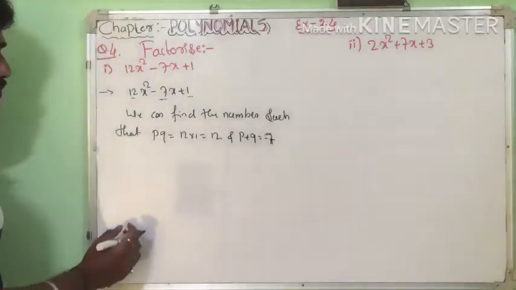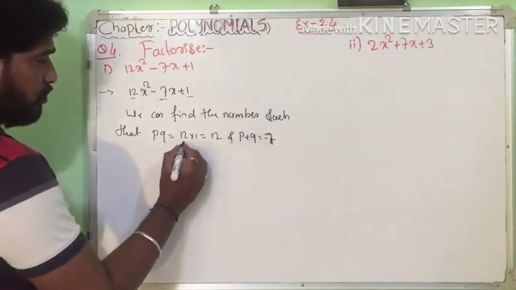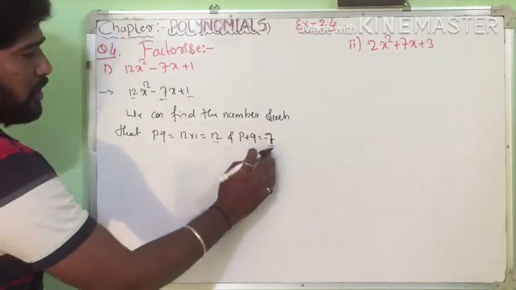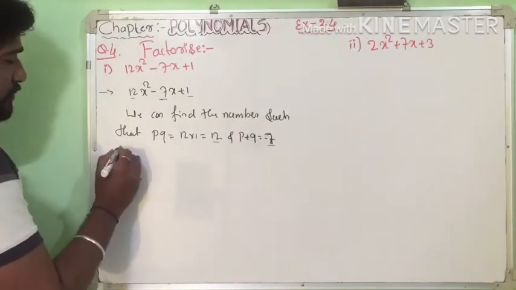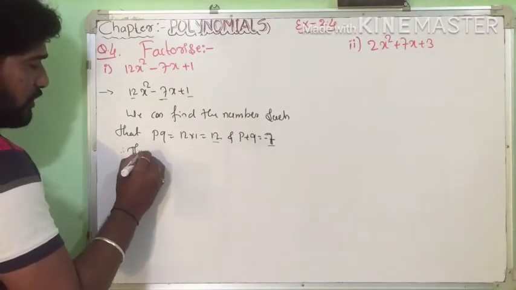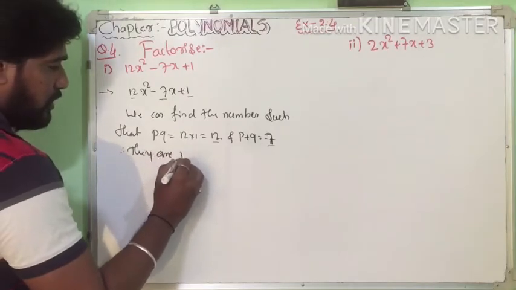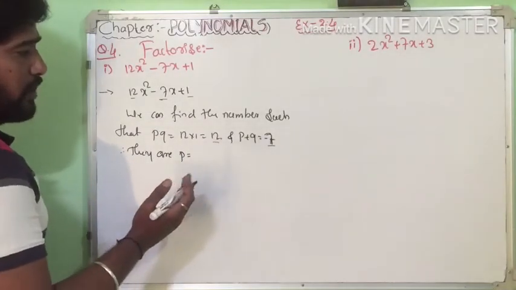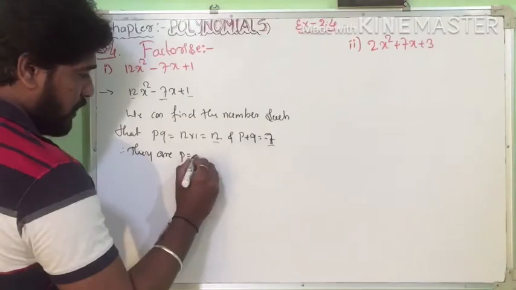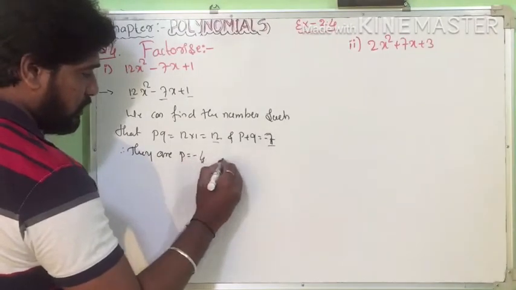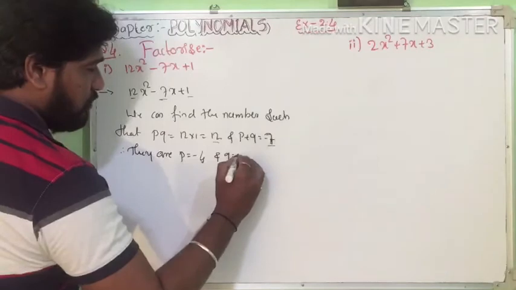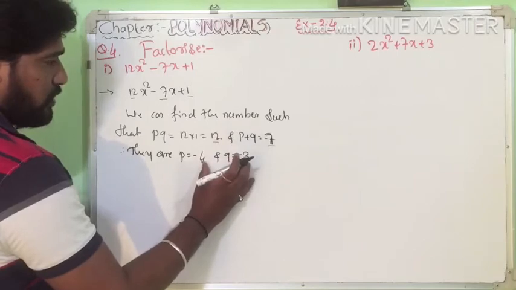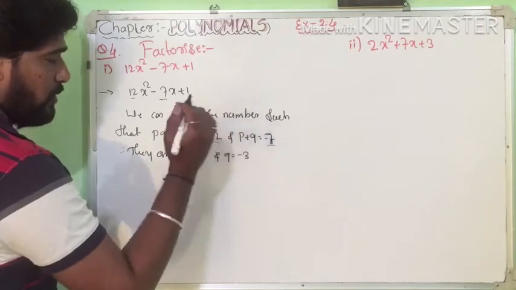So here we want to find these two factors. When we multiply the two numbers we want 12, and when we add or subtract we want minus 7. So therefore, 3 fours are 12, 3 plus 4 is 7, so p is equal to minus 4 and q is equal to minus 3. Minus 4 into minus 3 is plus 12, but the middle symbol will be minus, right?